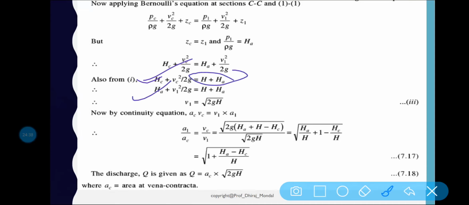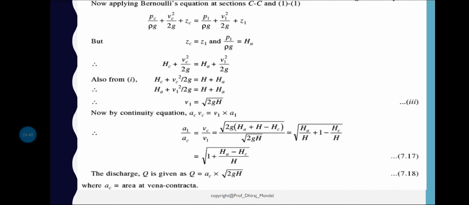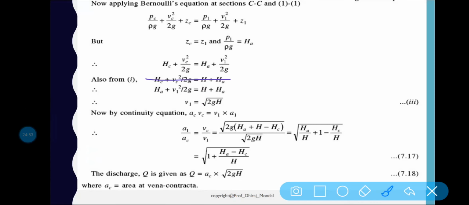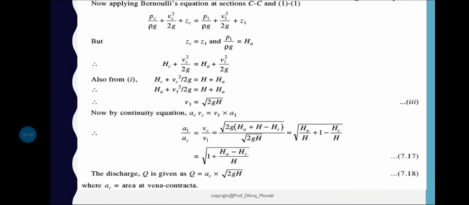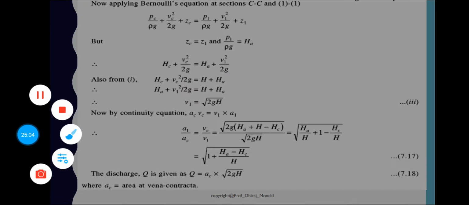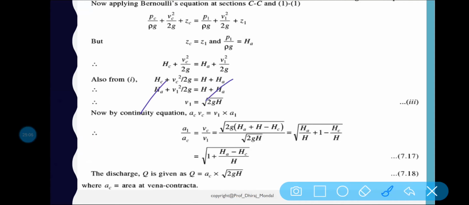Or HA plus VC square by 2G is equal to H plus HA, because already I know that HC plus VC square by 2G is equal to HA plus V1 square by 2G. Again I am telling you, this is got from equation number 1, see the equation number 1, and this I have got from this equation. So V1 is equal to root over 2gh. From this equation HA and HA will be cancelled out. So V1 is equal to root over 2gh.